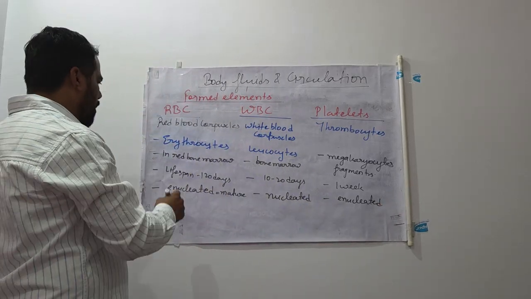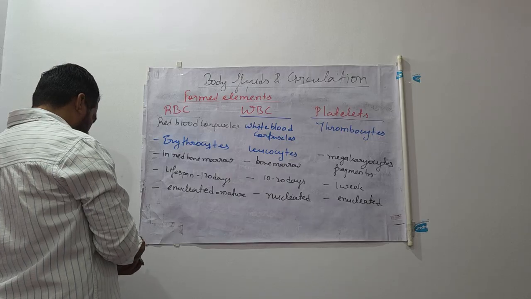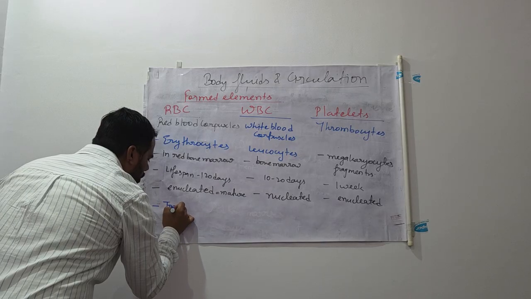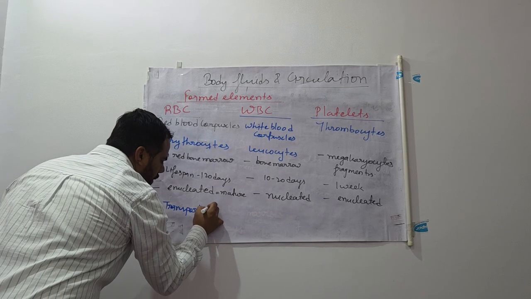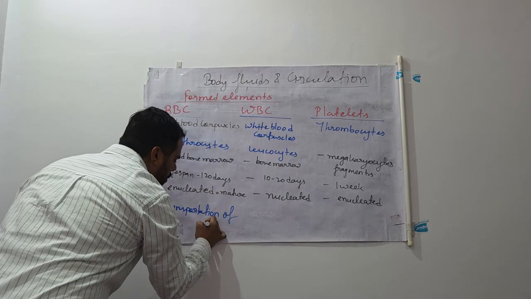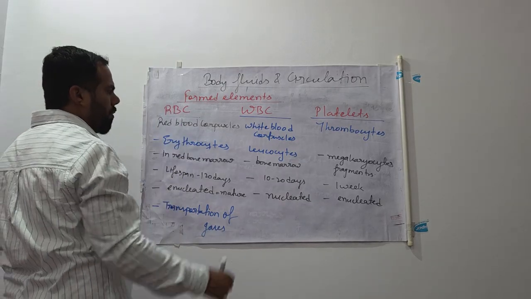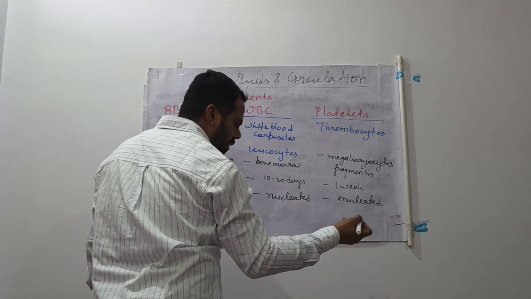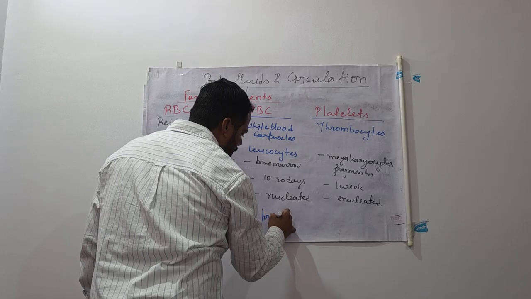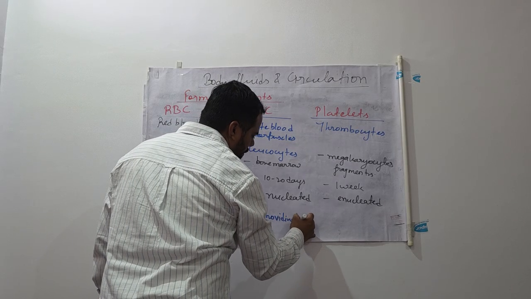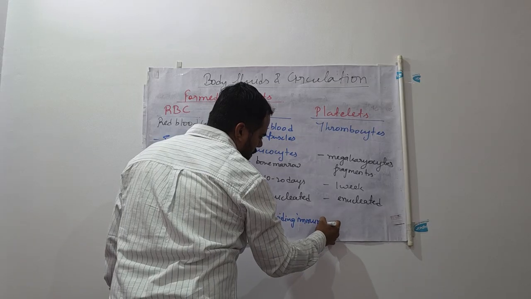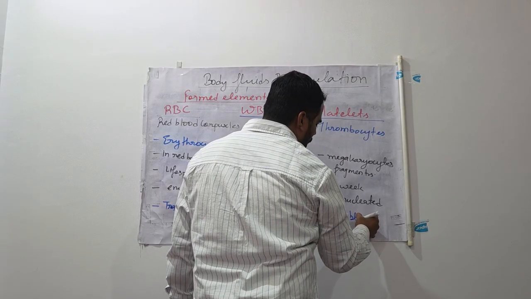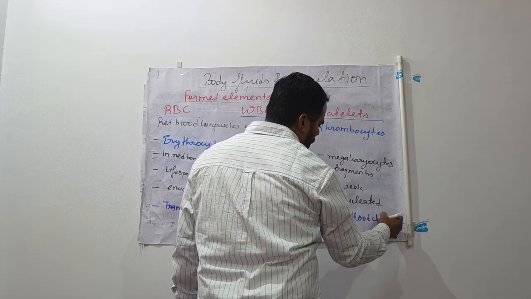Now the function. The most important thing is the function. The function of RBC is transportation of gases. White blood cell function is what? Fight against infection, that is, providing immunity. And thrombocytes help in blood clotting.